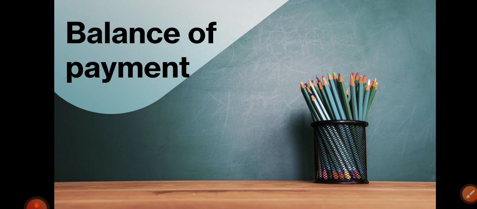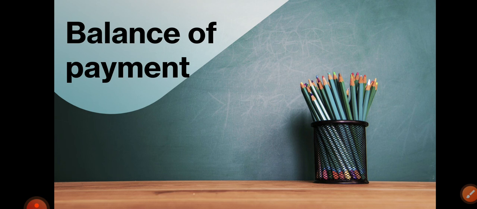So what is balance of payment? Balance of payment generally records the transactions in goods, services and assets of the residents of a country with the rest of the world. It also records the country's demand for and supply of foreign exchange. In general, an equilibrium in BOP shows the stability of a country.